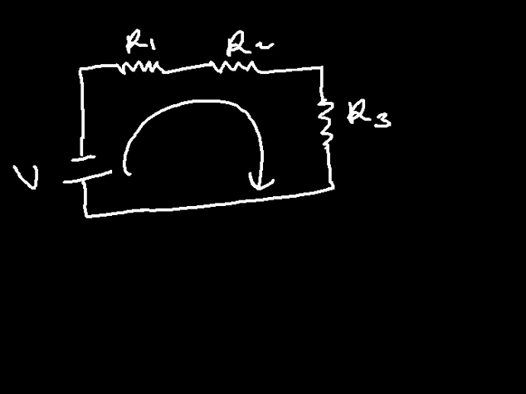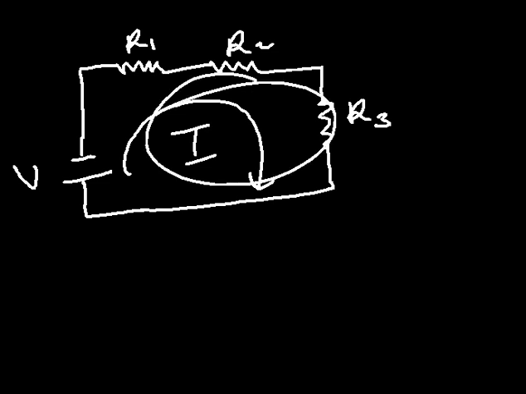Let's say we have this case. Let's say this is resistor 1, this is resistor 2, and this is resistor 3. And let's say this is the voltage. Now let's say the current is flowing in this direction. Let's say this is the current I. Actually, it should be just a current I.